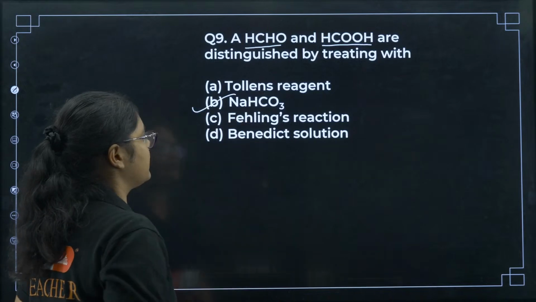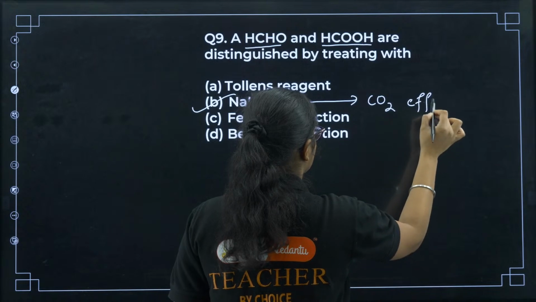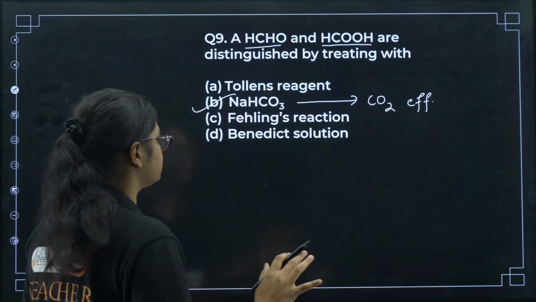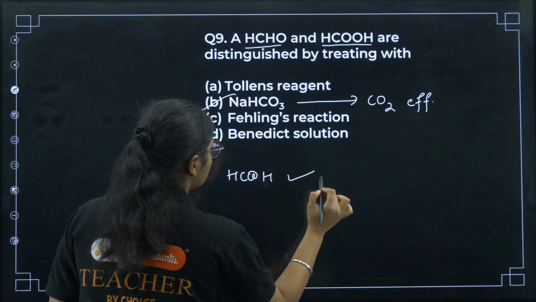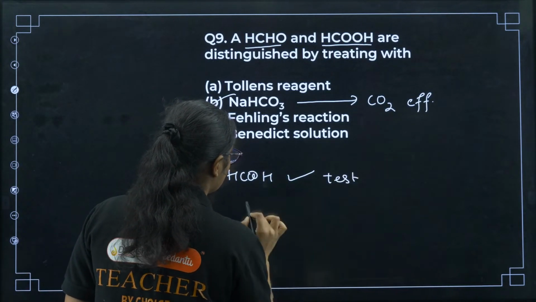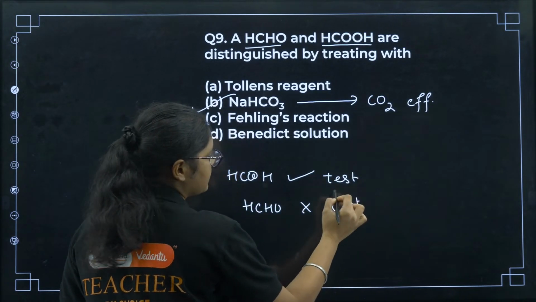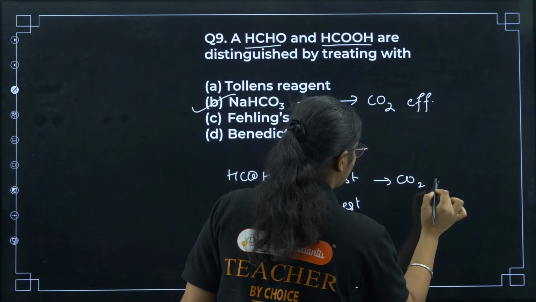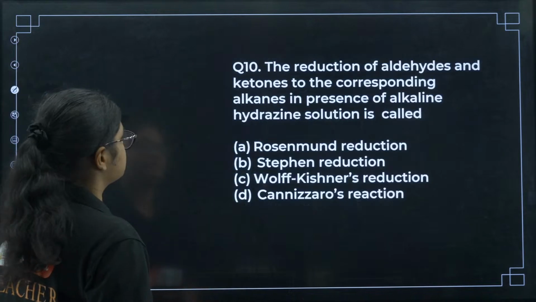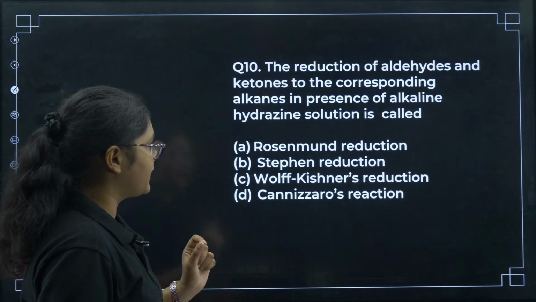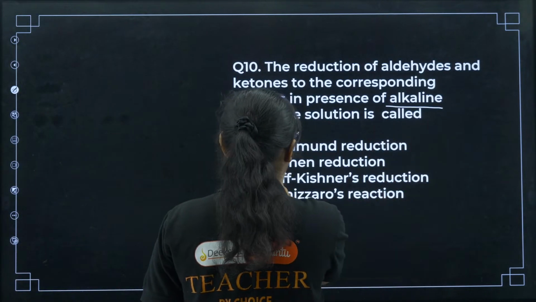9B is correct. When you react with NaHCO3, you will get CO2 effervescence, because of which we can identify which one will show positive test. The HCOOH will show positive test, and your HCHO will show negative test. How will you find this one? This one will give you CO2 gas, CO2 effervescence will come out. Next, question number 10.